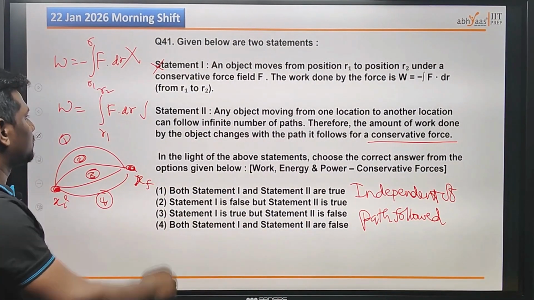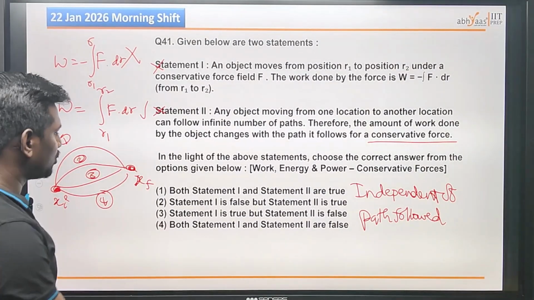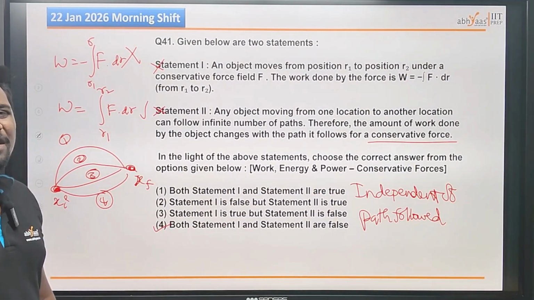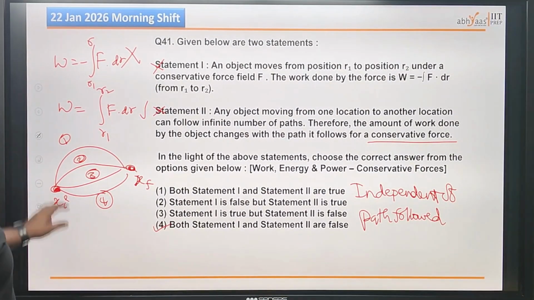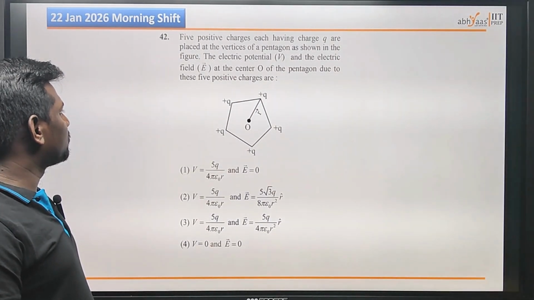So option 2 is also false. So what is this one? Both statements 1 and 2 are false. So next question, see here, question number 42, very tricky question.